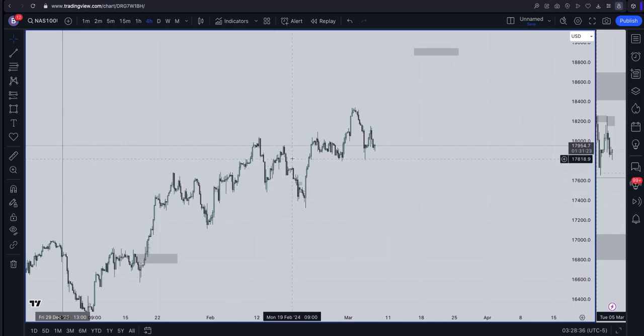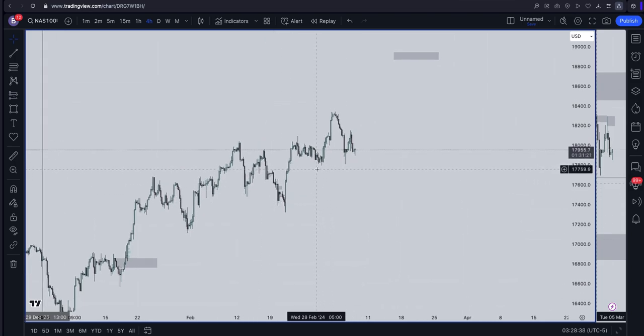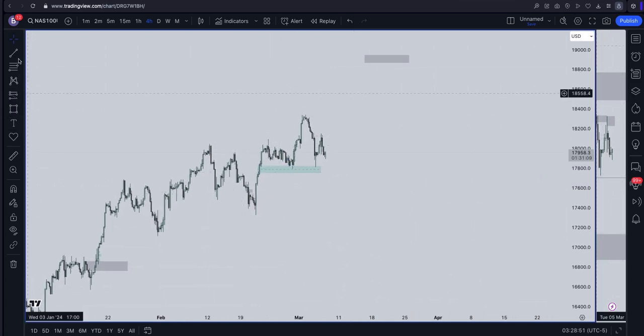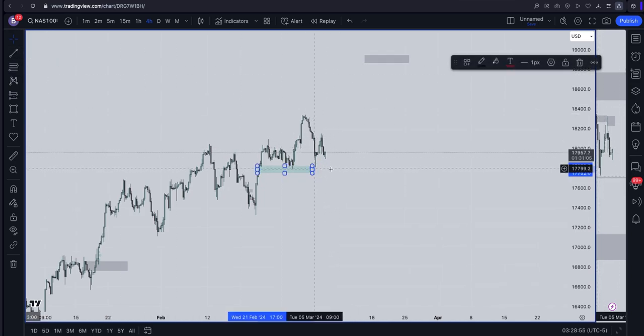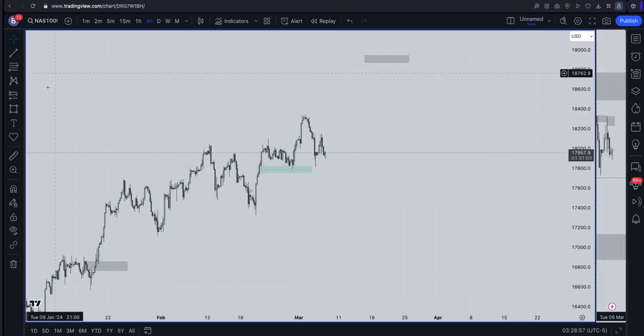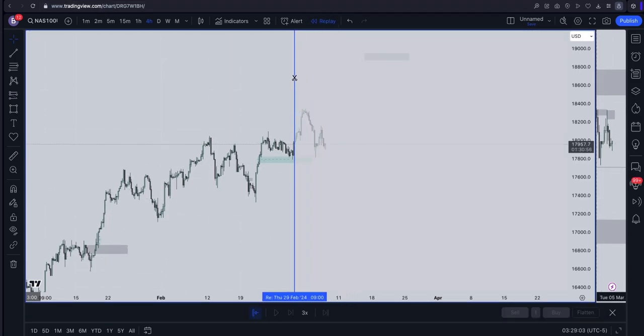Okay, so here we have this 4-hour fair value gap. I remember catching this trade, so let's actually use it. Let's use this 4-hour fair value gap here. Price actually came back and tapped it twice. Let's use this 4-hour fair value gap for the last example.